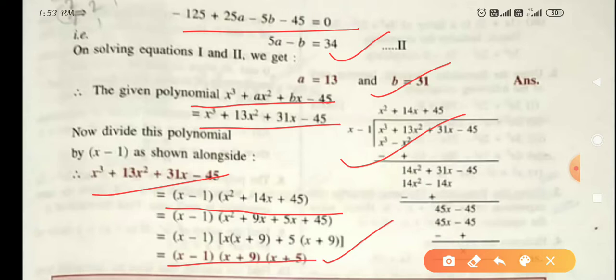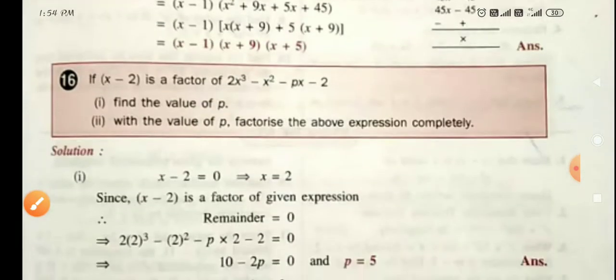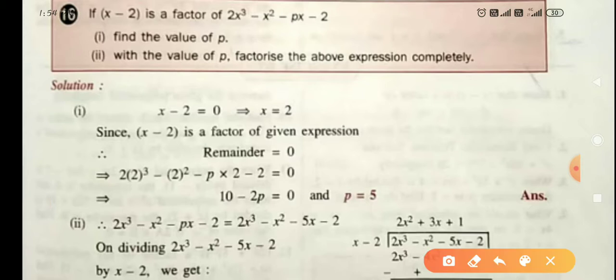Now three examples you have done, students. In every example you can see that a cubic polynomial was given, and for every cubic polynomial you are getting three factors. As I told you just before, if the polynomial is cubic then its three factors will be there. If the polynomial is quadratic then its two factors will be there. Now next example you can see, one more example is there.